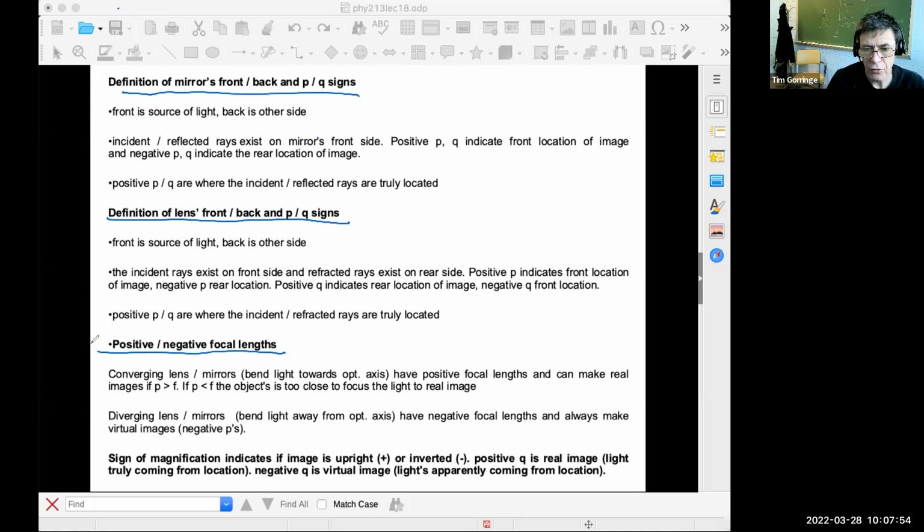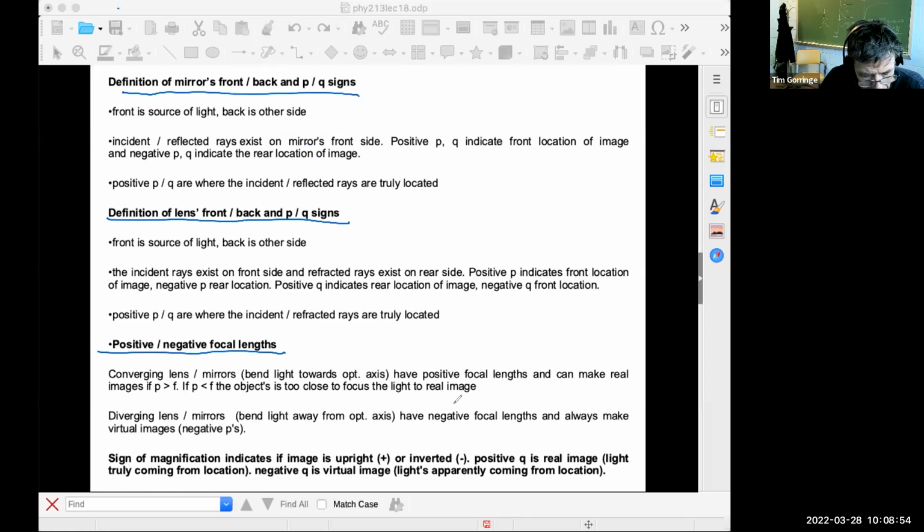For example, converging lenses or mirrors can form real images, and they will form real images as long as the object doesn't get closer to the lens than the focal length distance. On the other hand, diverging lenses and diverging mirrors cannot form real images. They always form virtual images, because a diverging lens or mirror just bends the light away from the optical axis, so it cannot focus the light to a point to form a real image. That's the importance of the sign of the focal length. It's telling you whether your lens or your mirror is converging or diverging.